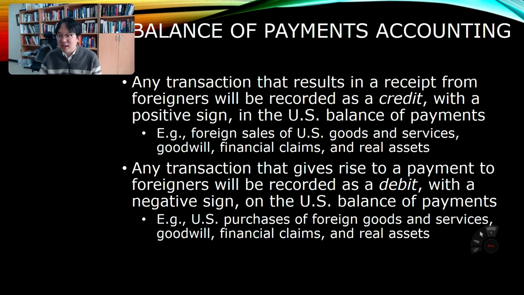Any transaction that gives rise to a payment to foreigners will be recorded as a debit. Okay, debit with a negative sign. This is going out of your pocket, the country's pocket. So left hand side in your screen. For example, domestic purchases of foreign goods and services, goodwill, financial claims, and real assets.